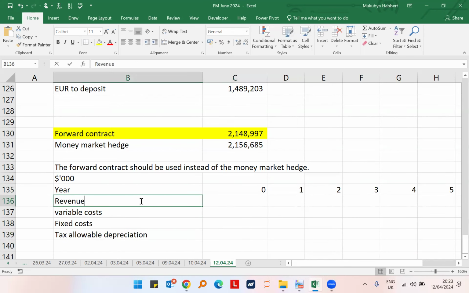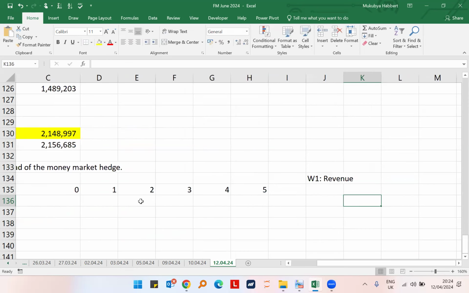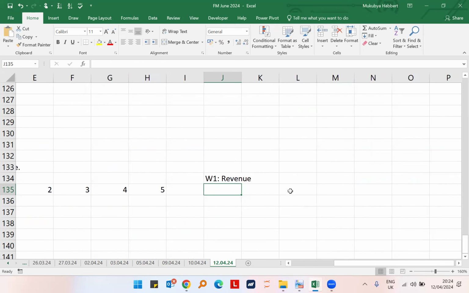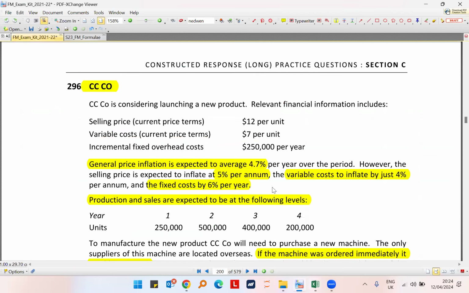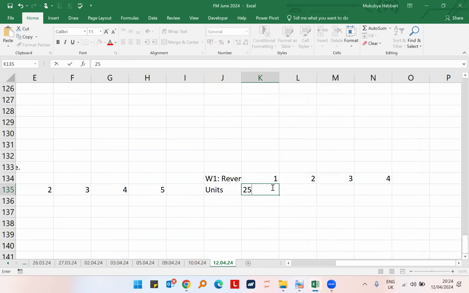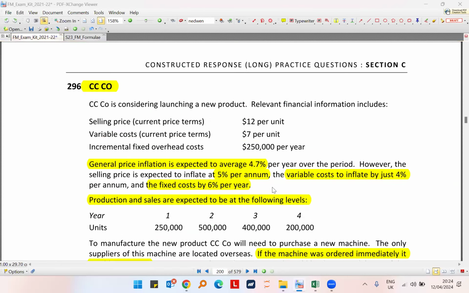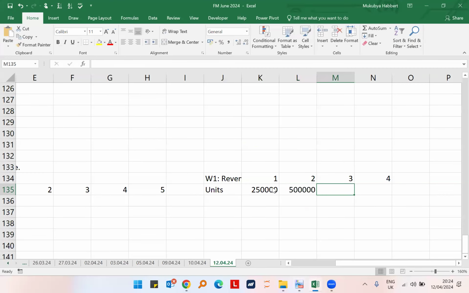So now we need to do revenues, which is working 1. For revenue, we are going to bring the units. So we have here year 1, 2, 3, 4. And the units, they told us that 250,000, then 500,000, then 400,000, and then 200,000. So those are the units.